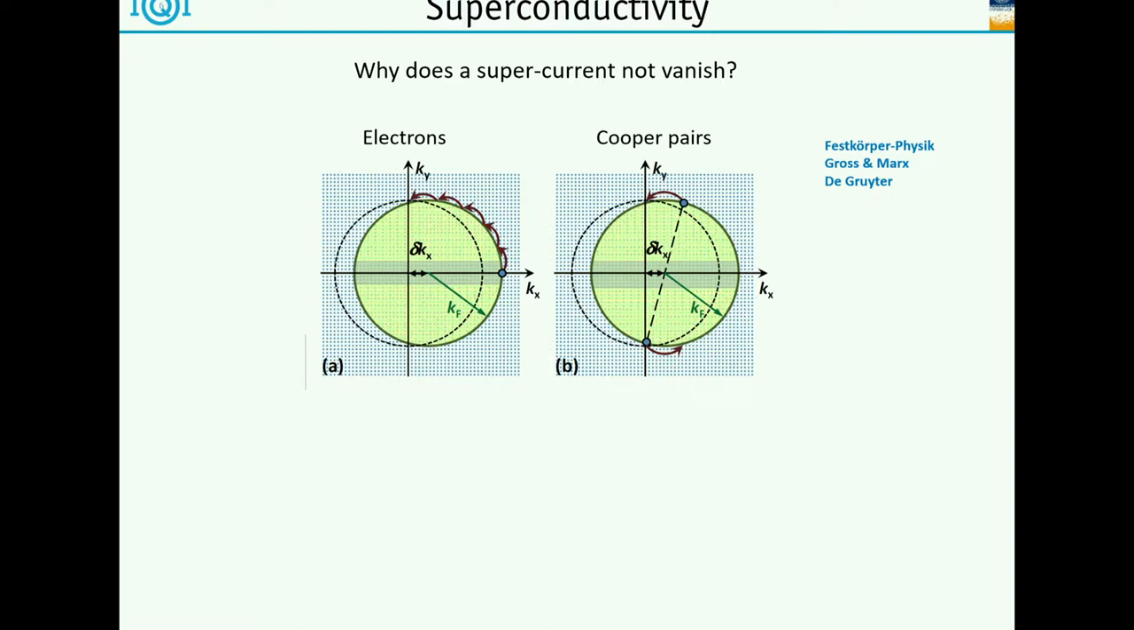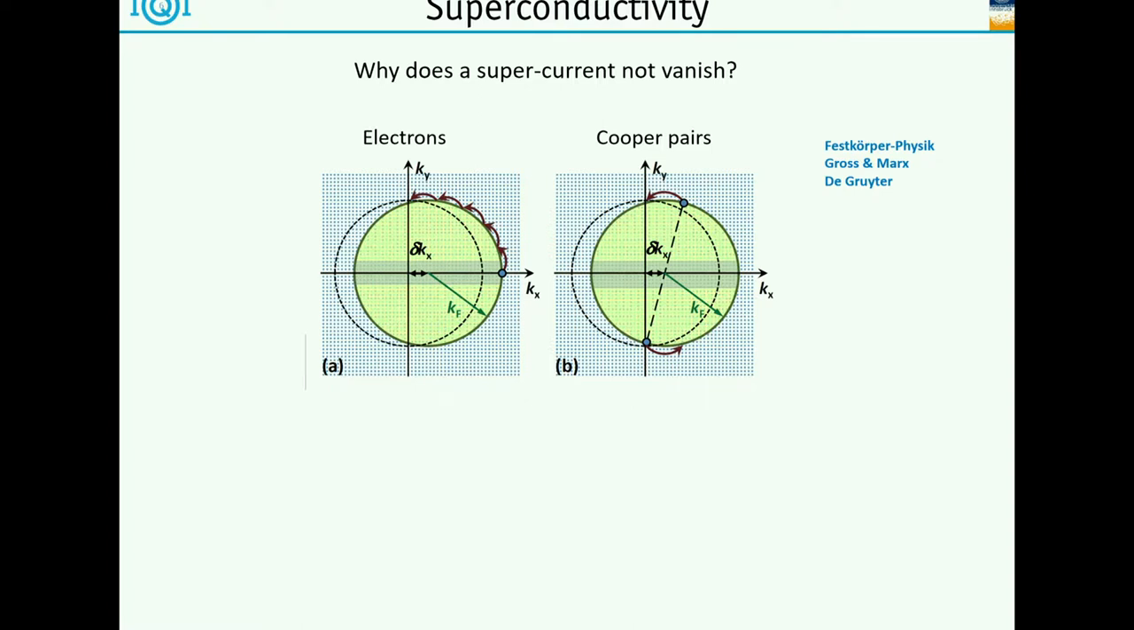So on the left is just a two-dimensional cut through this Fermi sphere. And I apply a current. That means my whole Fermi surface is displaced towards one direction. Now, for simple electrons, they can still scatter with my lattice, with the atoms that are around. And what will happen is they will slowly relax to the left, and that will make my current die out over time.